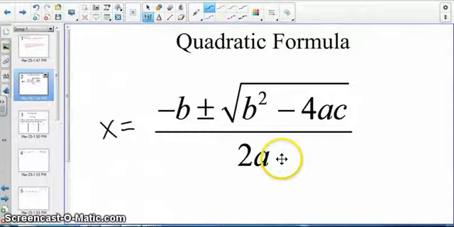The quadratic formula is x equals negative b plus or minus the square root of b squared minus 4ac, all over 2a. Where we get these numbers, the a, b, and c, is from our standard form of an equation, ax squared plus bx plus c. That's where we get those terms to be able to plug in for a, b, and c.